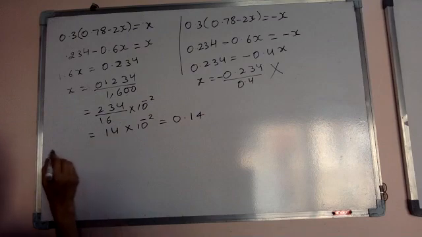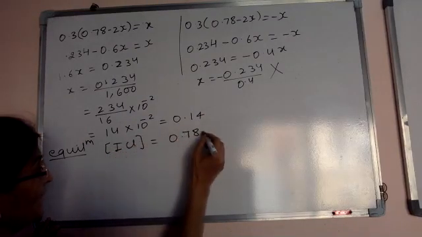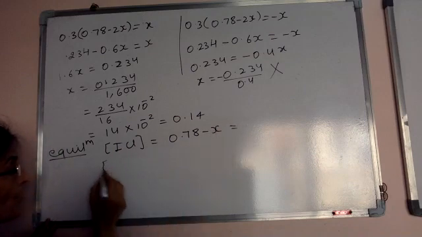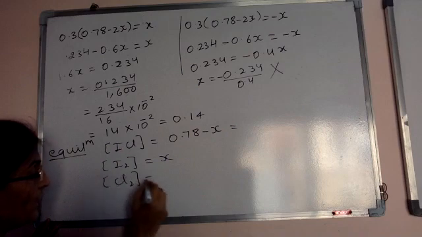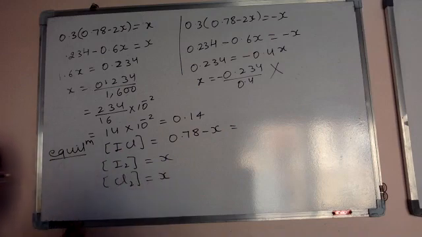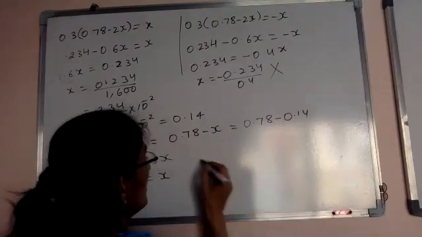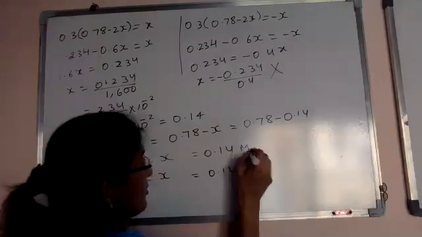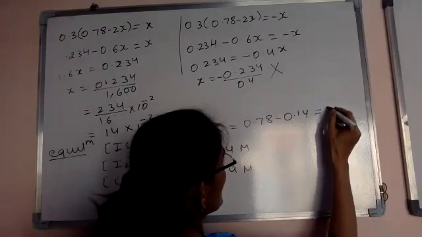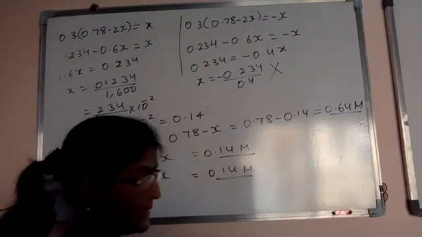We have to find the equilibrium concentrations. What will be the equilibrium concentration for ICl? How much? 0.78 minus x. What is the equilibrium concentration of iodine? It was x. Equilibrium concentration of chlorine? It was x. Put up the values. 0.78 and x is 0.14. This would be 0.14. This would be 0.14. If you subtract, you will get the concentration of ICl. That is 0.64 molar. This is ICl, this is iodine, and this is chlorine.